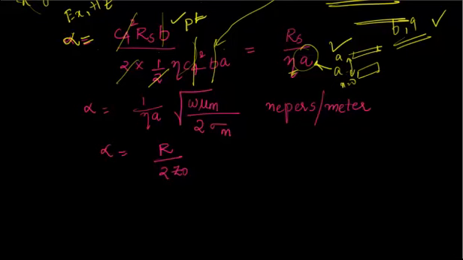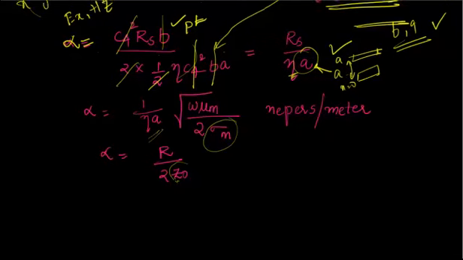So alpha is 1 by eta A into root over omega mu m by 2 sigma m, which equals R by 2Z. Alpha is equal to 1 by eta A into root over omega mu m by 2 sigma m. Alpha is equal to R by 2Z0, where Z0 is the impedance.